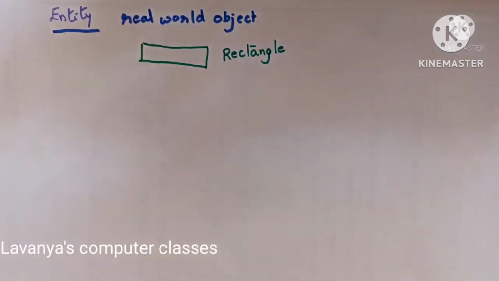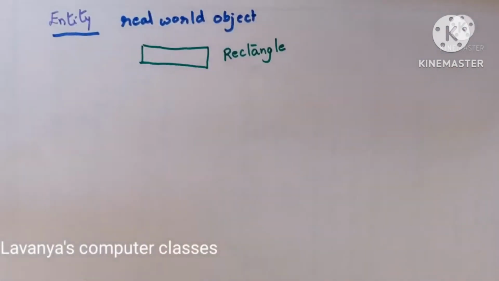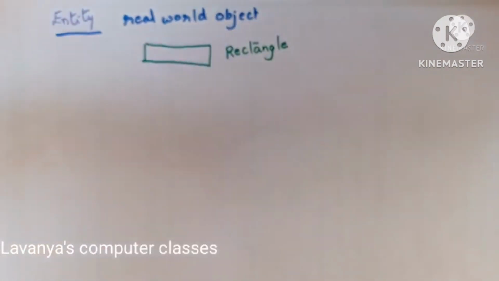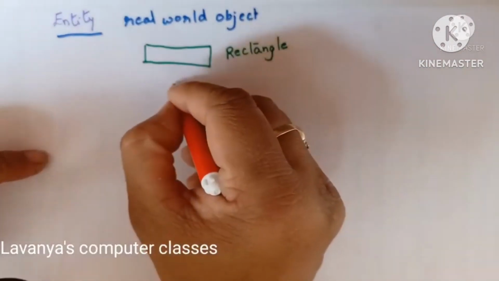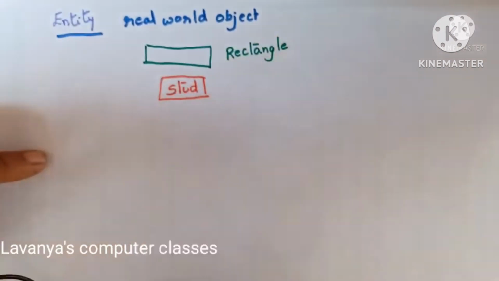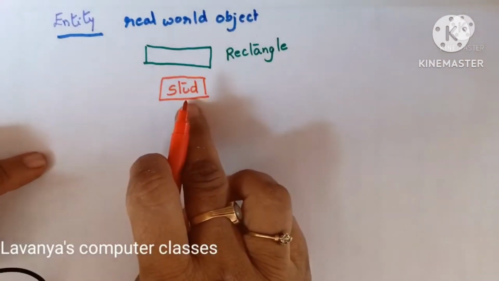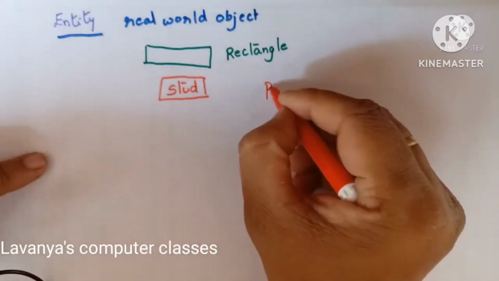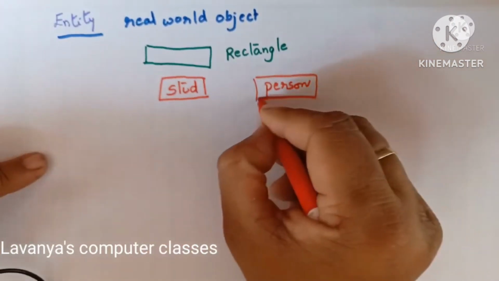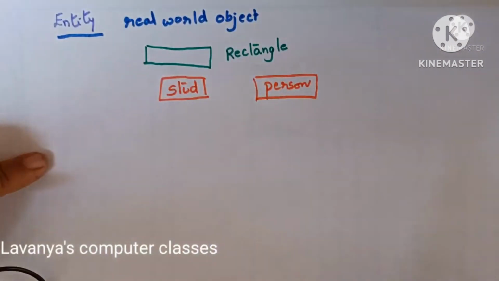So what is an entity? Entity is a real world object. In ER diagram, rectangle shape is used for representing the entity. For example, student. Student is an entity. It is a real world object. So how can you write the student in the ER diagram? Inside that rectangle box, we just write the name of the entity. Person is the name of the entity. So this is the representation of an entity.